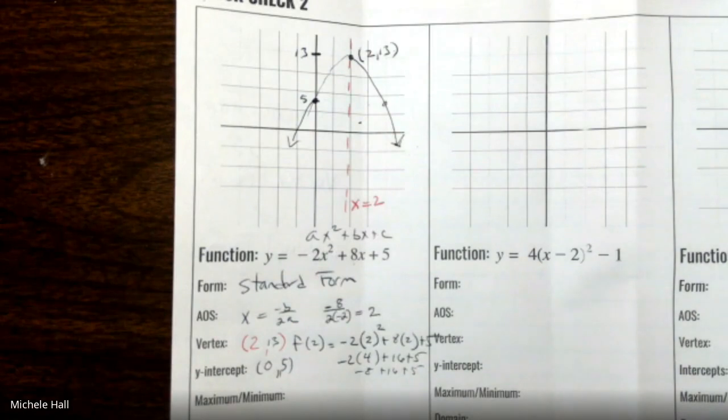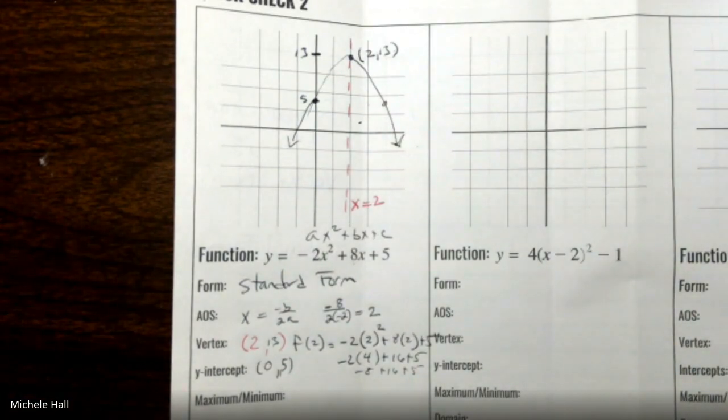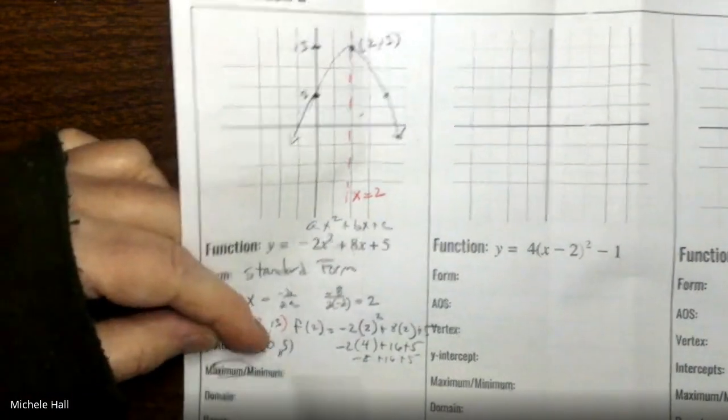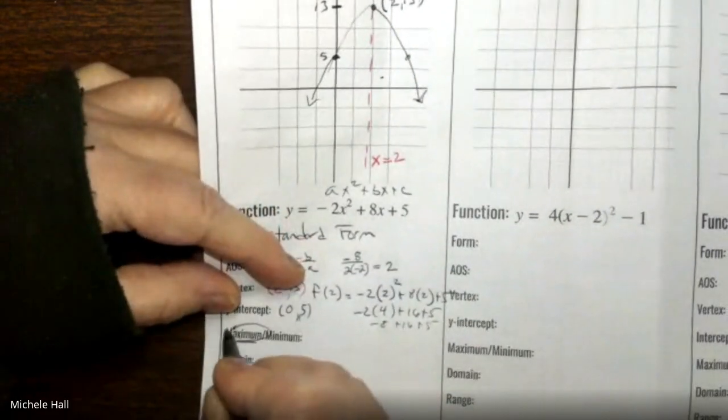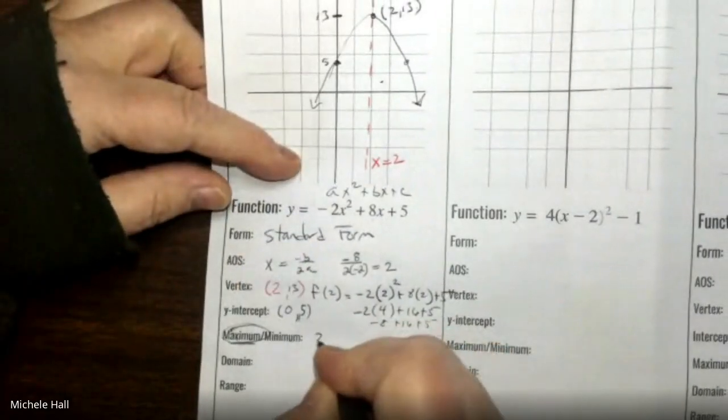All right, so does this have a maximum or a minimum? It's the highest it goes. It has a maximum. And so what is that maximum point? 2, 13.